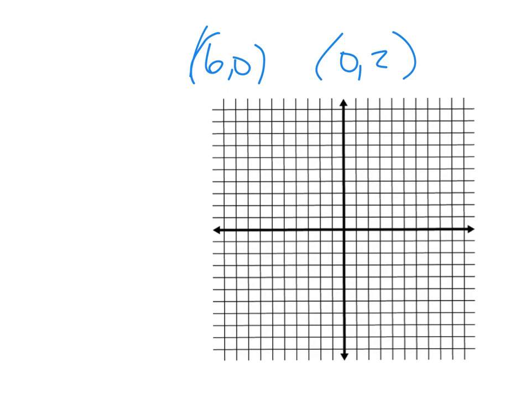All right, so let's graph it. Where do I put my first dot? The 6. On which line? On the x line. Which way? Right. Very good. And then you go up 2 on the y line. And then we play connect the dots. Very good.